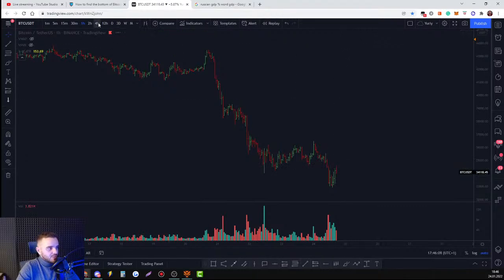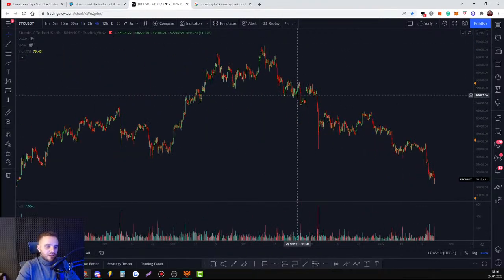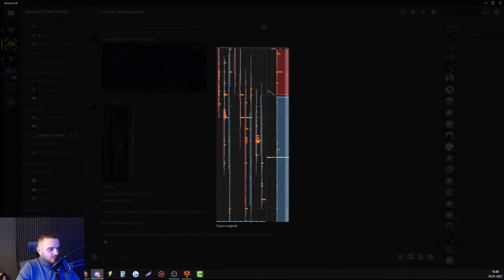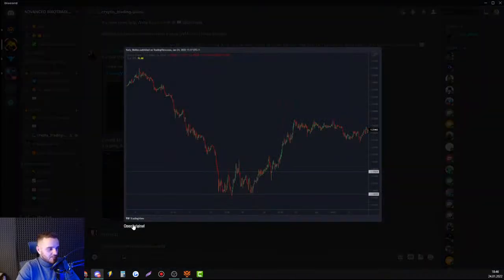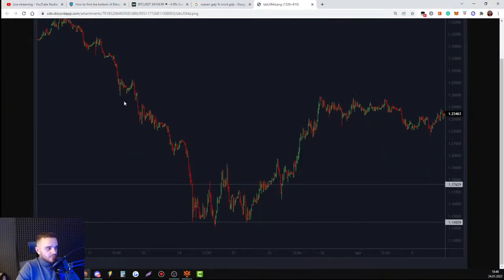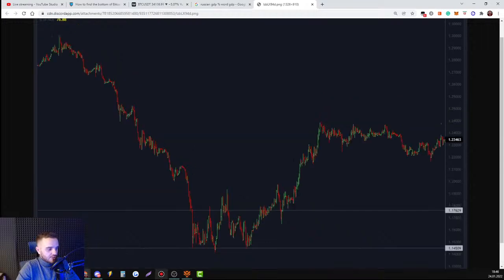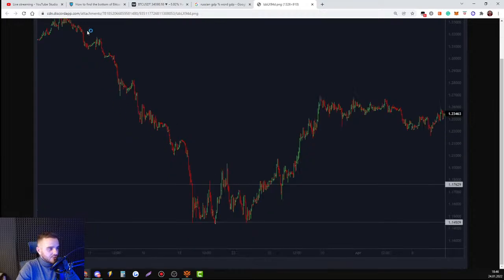Because at this moment, some people would ask me, Yuri, can you call this the bottom of Bitcoin? And I would like to show you a chart that I sent today to our community members. Take a look. Do you see how price just dropped, and only after that massive drop, without any pullback, something happened? It was a drop on the British pound during COVID.